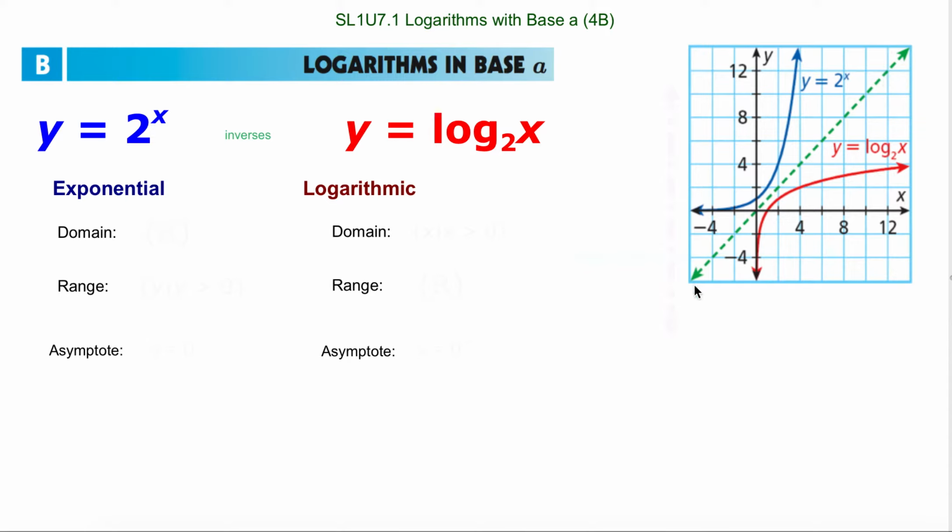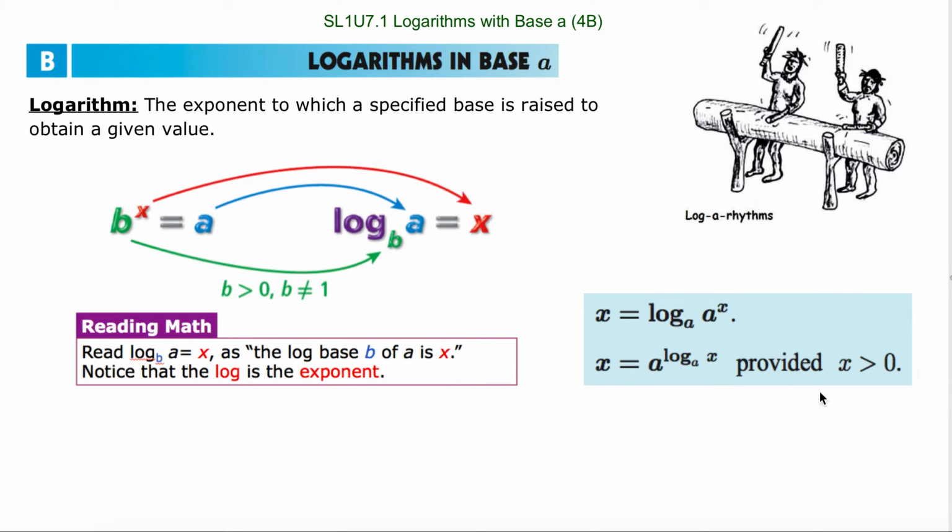It's reflected over the xy, and so you can tell that it's the inverse of this one because it follows that property. We're going to look at logs a little later, so let's just get to the fun stuff. This is the equation that we're used to seeing for exponentials. Base b to some power gives us a value a.